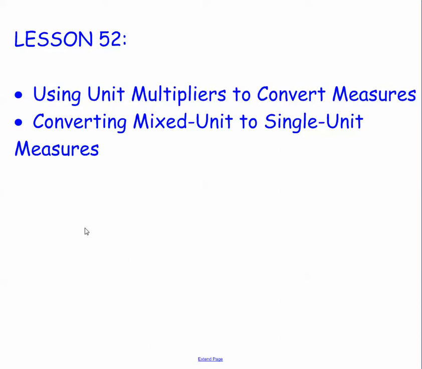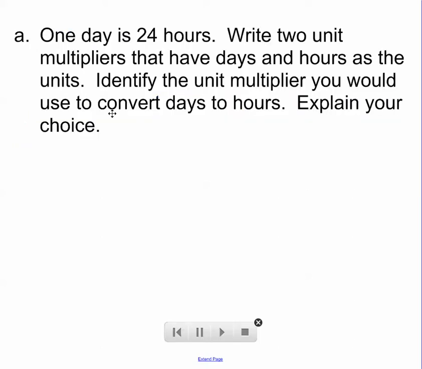Today we're going to use unit multipliers to convert measures, and we're going to convert mixed unit to single unit measures. We've kind of done this a little bit already this year, a little bit different way of looking at it. So let's get right after it. One day is 24 hours. We all know that. Write two unit multipliers that have days and hours as the units.